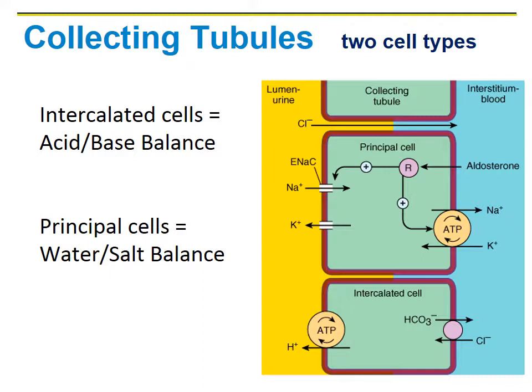Collecting tubules have two cell types: intercalated cells for acid and base balance, see how they pump bicarbonate and hydrogen ions, and principal cells for water and salt balance, see how they pump sodium and potassium ions under aldosterone stimulation. Regarding principal cells, where sodium goes, water follows.